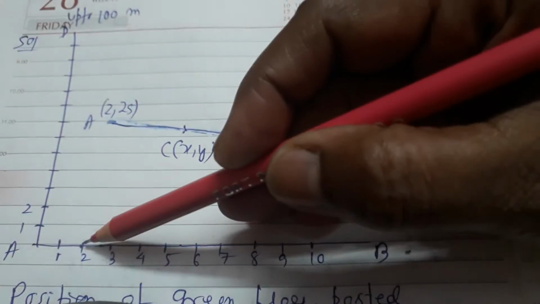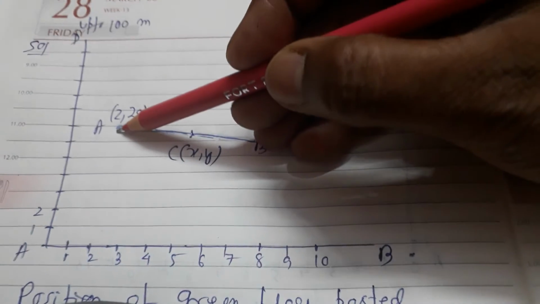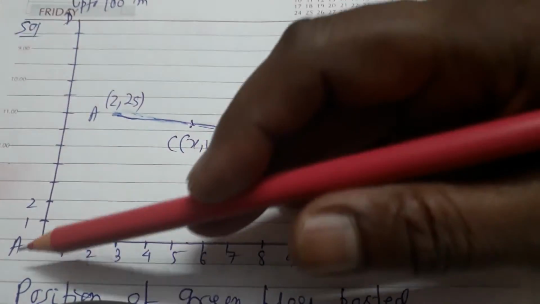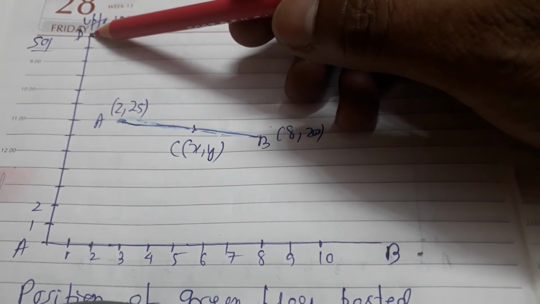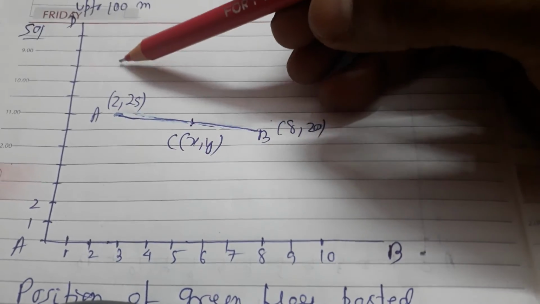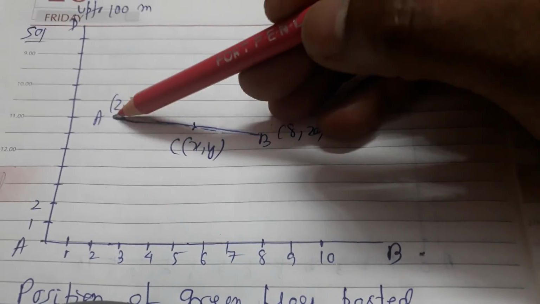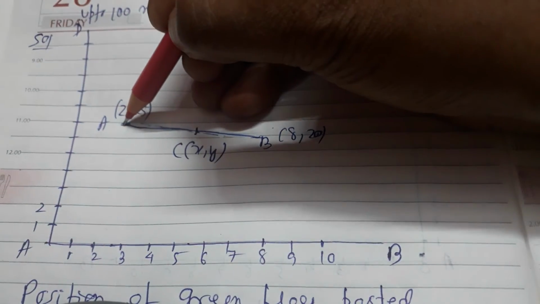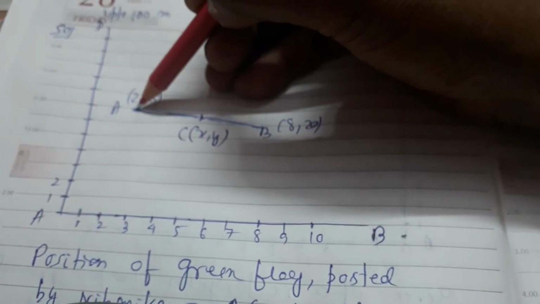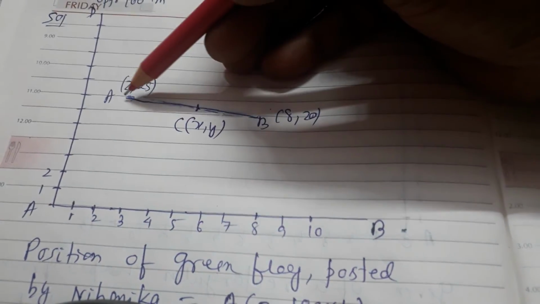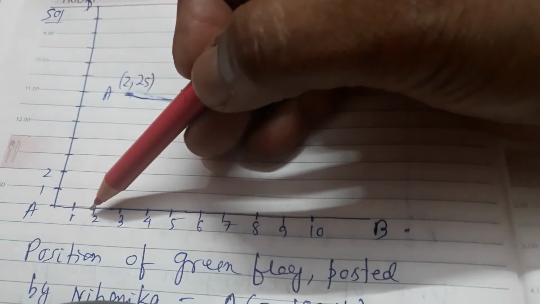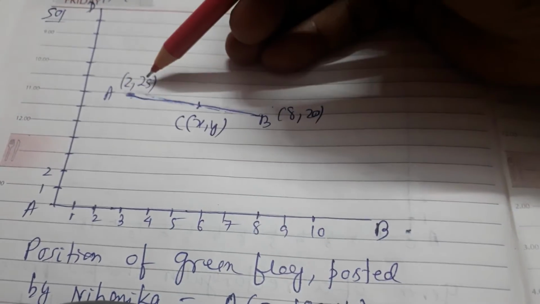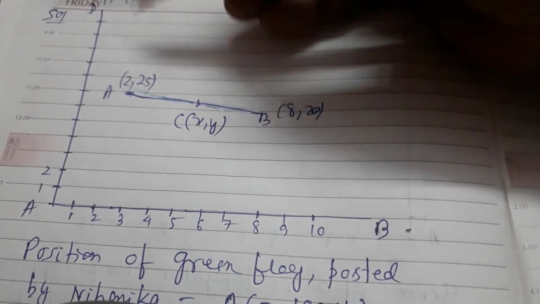Now listen. This is the ground. On the second line, a student is running up to 1/4 of the ground. The ground is 100 meter. So 1/4 means 1 by 4 into 100, that is 25. So at this point the green flag is posted. The coordinate of the point A is 2 comma 25, because she is running on the second line, and 25 means 1/4 of 100.